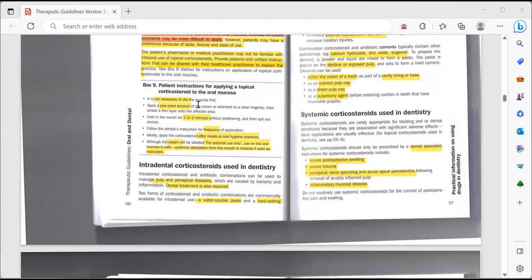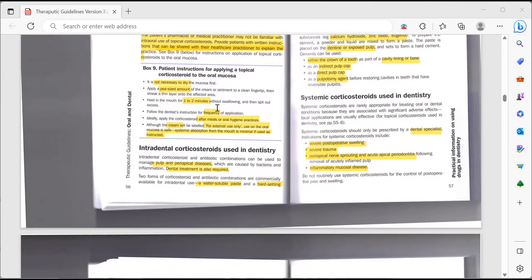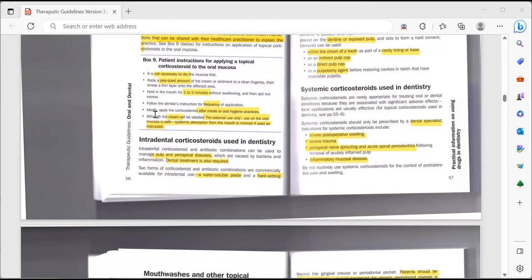Apply a pea-sized amount of the cream or ointment to a clean fingertip. Then smear a thin layer onto the affected area, and hold in the mouth for 1 to 2 minutes without swallowing. Try to increase the contact time so it would affect more, and then spit out the excess. If you find it in excess, you can advise your patient to spit out. Do not swallow, right?